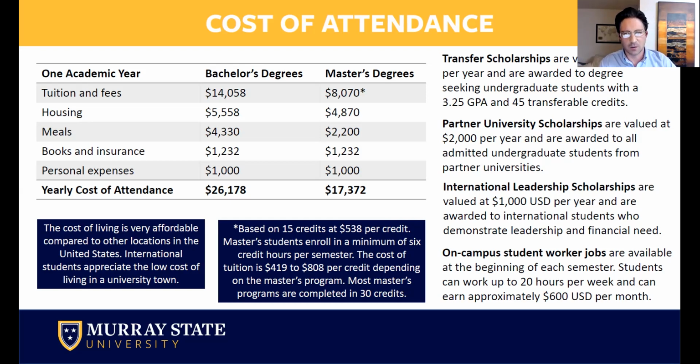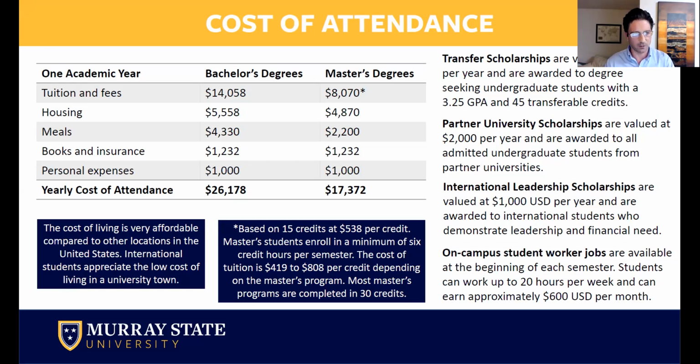And the total cost of attendance, with everything included, tuition, housing, meals, books, insurance, comes out to about $26,000 US. For the master's students, it depends on the program that they're studying, but generally speaking, the tuition is about $8,000 per year for 2 years. So the total cost of tuition for a master's degree student will be about $16,000, about $8,000 the first year and then $8,000 the second year. And again, this is very affordable.